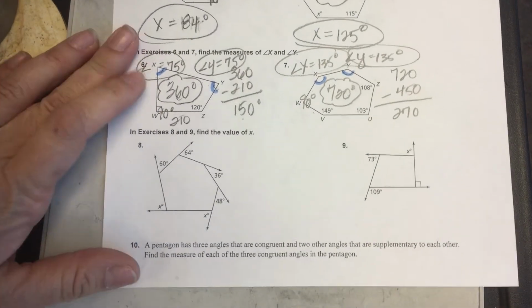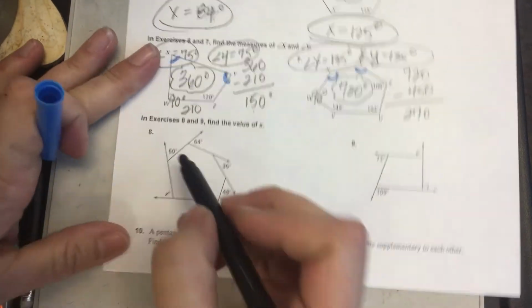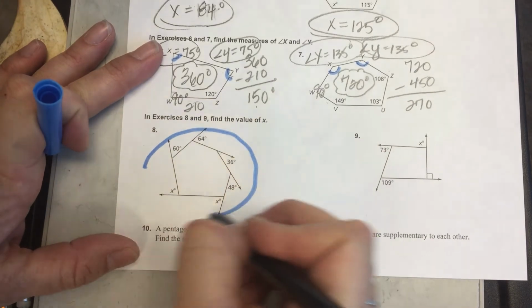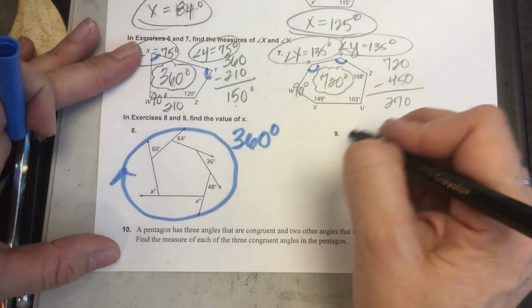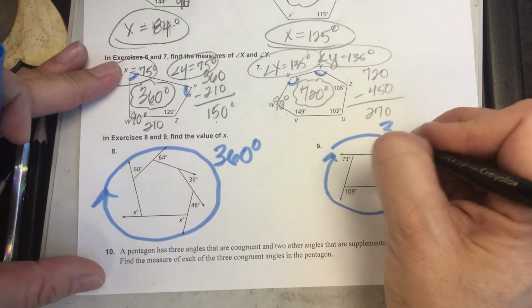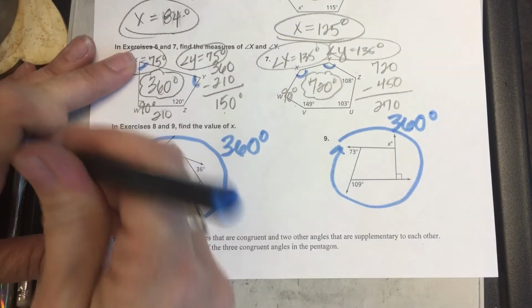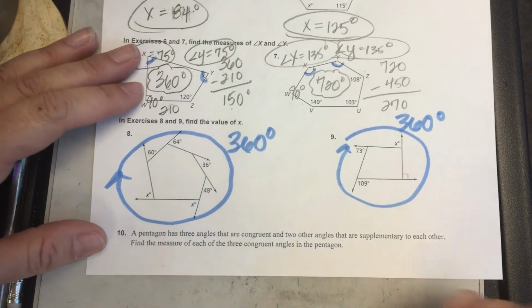Number 8 and 9, these are exteriors. The reason I know they're exteriors is because all the angles are marked on the outside. Always on exteriors, 360. Always on exteriors, 360. Doesn't matter, that n minus 2 times 180 is only for interiors.